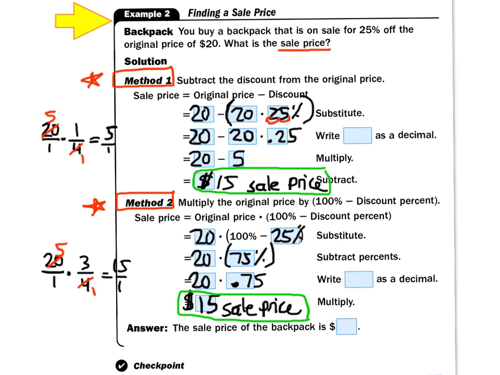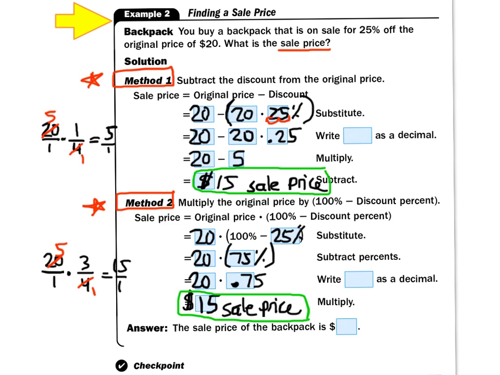Okay, take a look at example 2, finding a sale price. So you buy a backpack that is on sale for 25% off the original price of $20. What is the sale price? Okay, so method 1, again, is we could do the sale price equals the original price minus the discount. So we'd take the $20, the original price, minus, and then notice in parentheses, we'd have to do $20 times 25% to figure out how much they're going to reduce the cost by. So we get $20 minus 20 times 0.25, and that's $20 minus $5, so that would just be a $15 sale price.